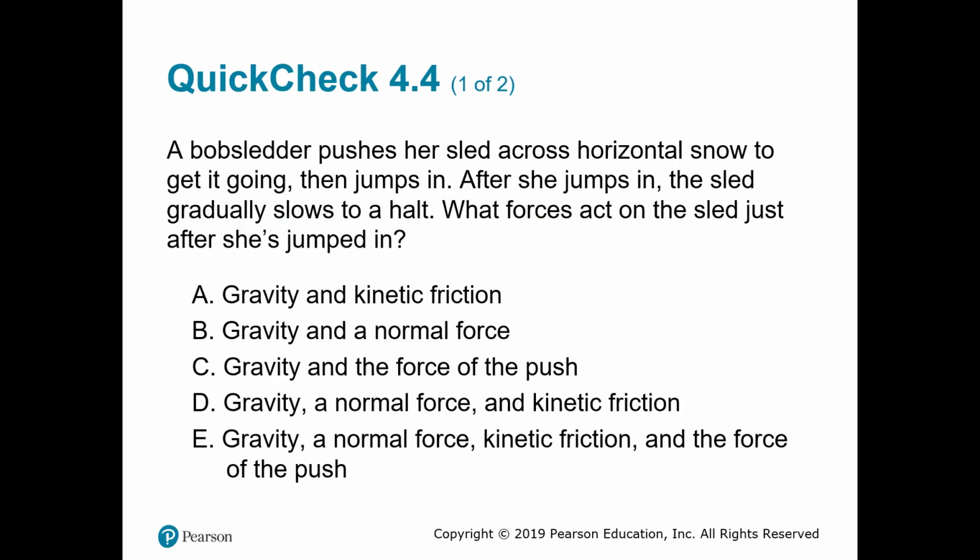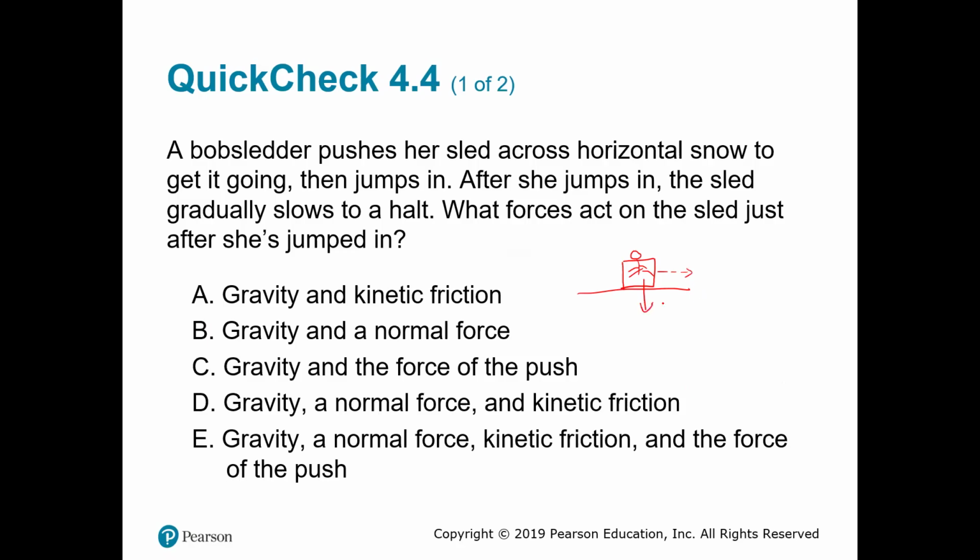And then Bob later pushes her sled across the horizontal snow to get it going. Then she jumped in. After she jumped in, the sled gradually slowed down. What force is acting on the sled just after she jumped in? So after she jumped in, what happened here? This is the sled, and it should be here, and then it will go there and then slow down.